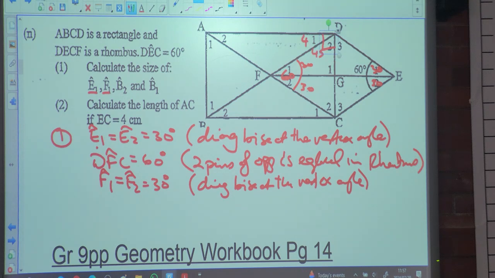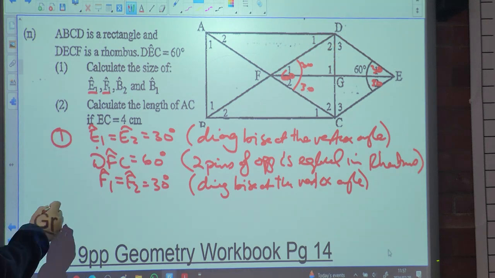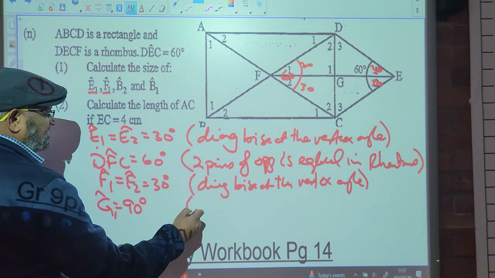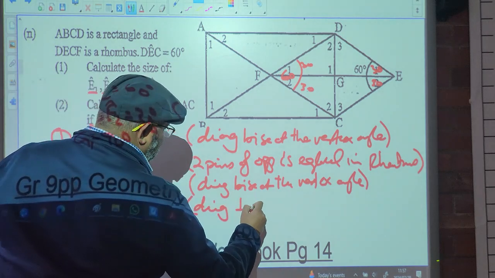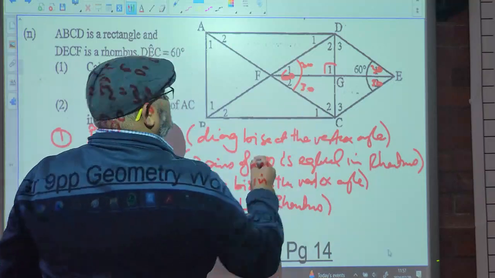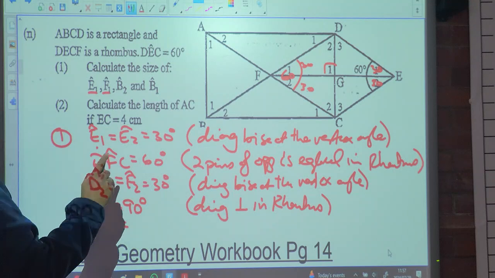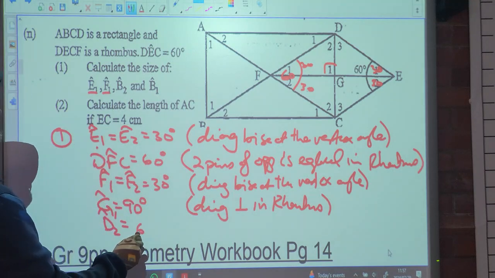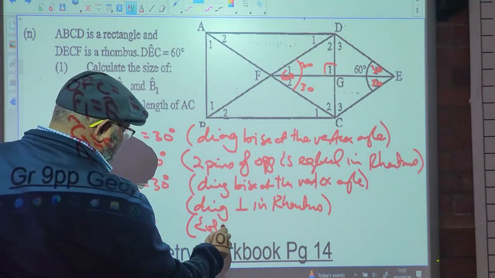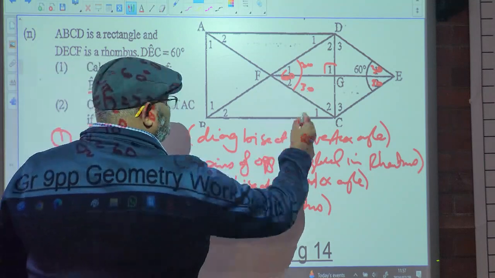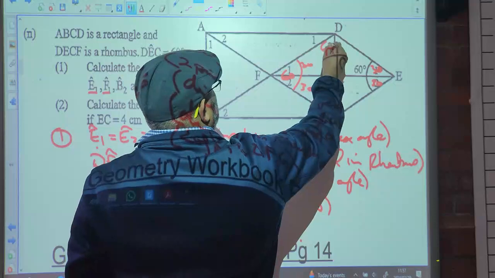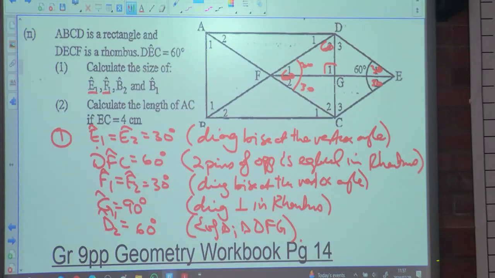Beautiful, son. I like it. Right, let's go. G1 is equal to 90. Why is it 90? Because diagonals are perpendicular in a rhombus. D2 is equal to 180 minus 30 minus 90, which is 60. Why? Sum of angles in a triangle, and it's triangle DFG. Okay. Any confusion there?